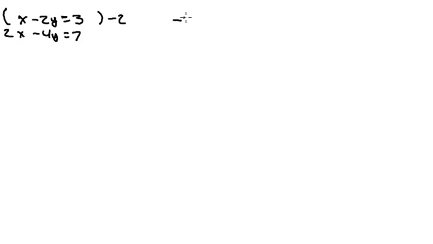And when I do that, I get negative 2x. Now I'll multiply the negative 2 times the negative 2 here as well, plus 4y equals, multiply the negative 2 times the 3, negative 6. I don't need to multiply the bottom equation by anything because this 2x will already match up with this negative 2x. So I get 2x minus 4y equals 7.